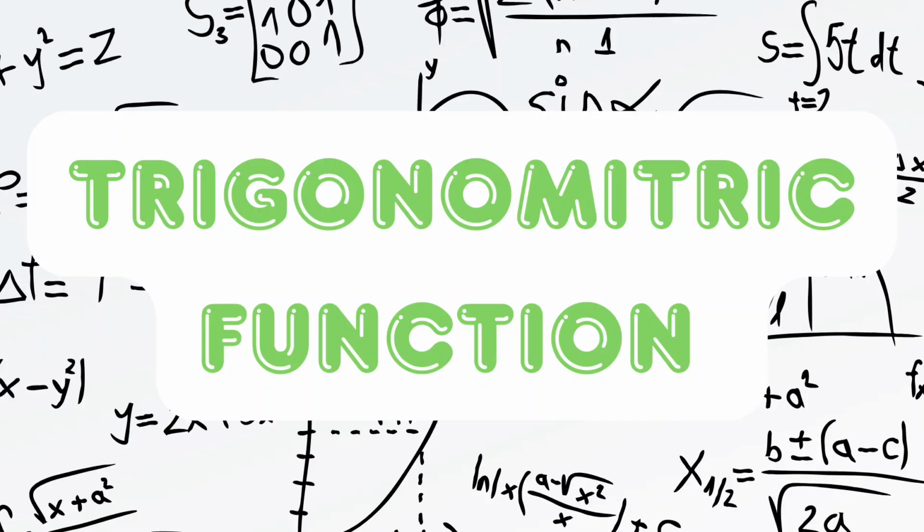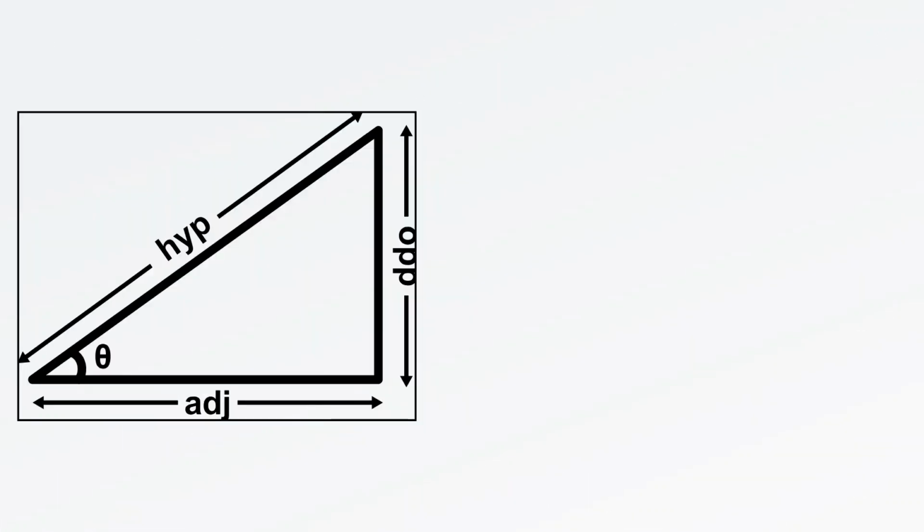First up, let's talk about trigonometric functions. Let's define our triangle. In a right triangle, we have three sides: hypotenuse, adjacent, and opposite. Hypotenuse is the longest side, opposite the right angle. Adjacent is the side next to the angle we're interested in. Lastly, opposite is the side opposite the angle we're interested in.